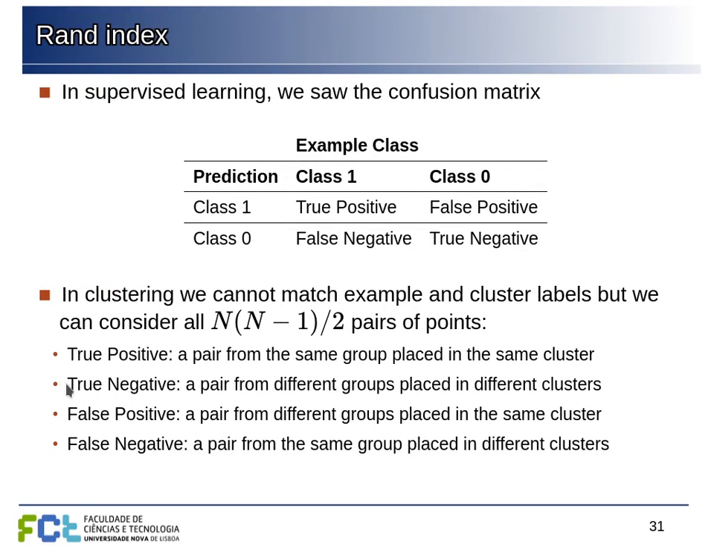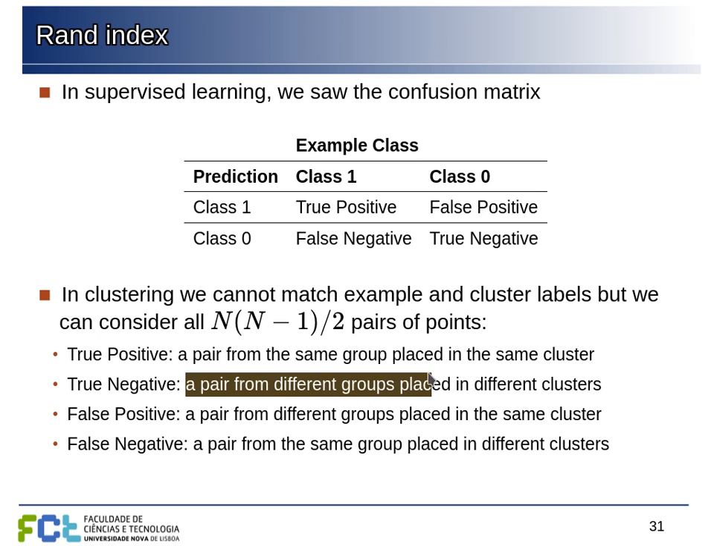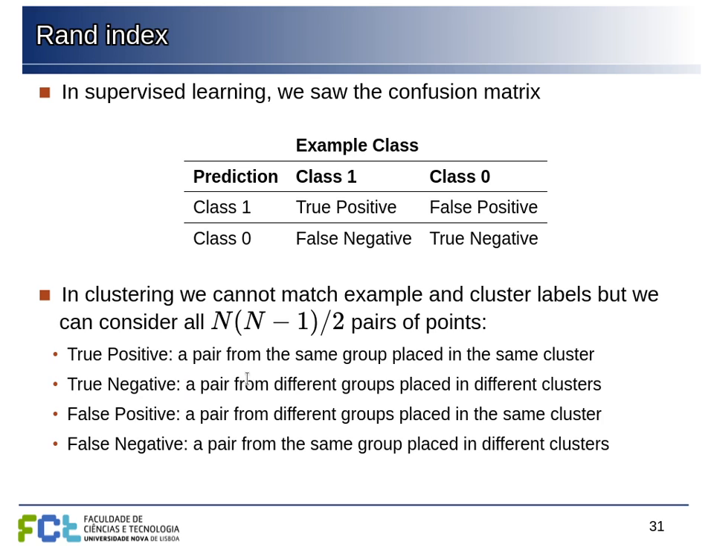A true negative would be a pair of points that come from different groups and we place them in different clusters. So this is the equivalent of what we would have in classification, but with clustering we are looking at the pair. The pair cannot be in the same cluster because they are not from the same group, and so this would be a true negative.